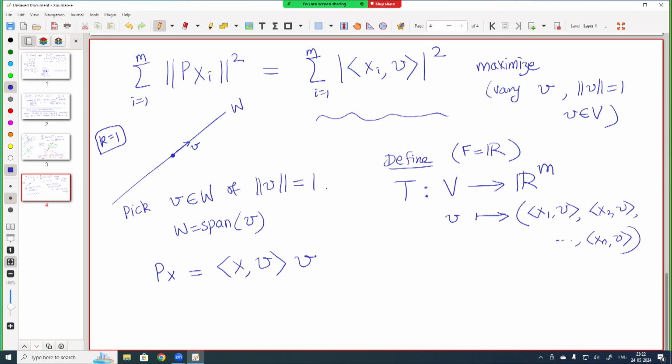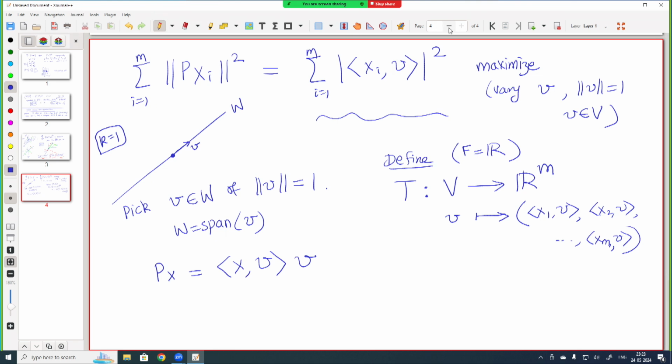Is all right? So what I have done is xm. So I am just writing out these m inner products. The norm of xi minus pxi square is equal to norm of xi square minus norm of pxi square, which should be plus, I guess.